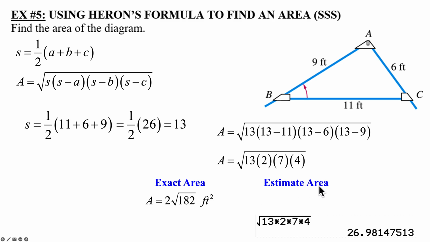Calculator will do the estimated decimal approximation. Square root of 13 times 2 times 7 times 4, 26.981, and so on. Okay, there's my area to round it to 3 decimal places. Remember, area is in square units.